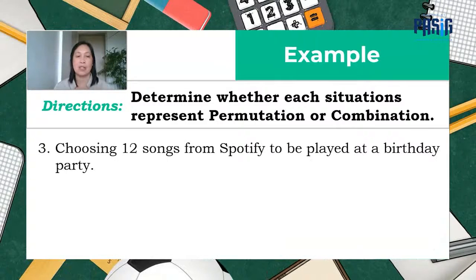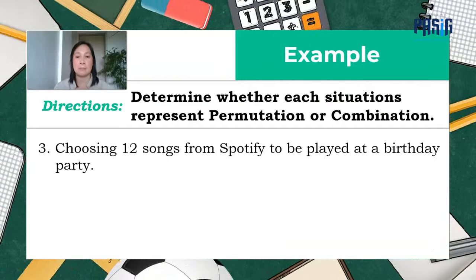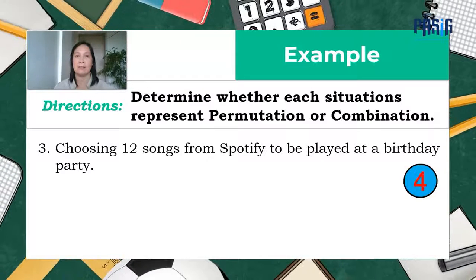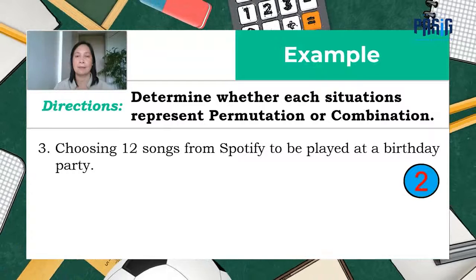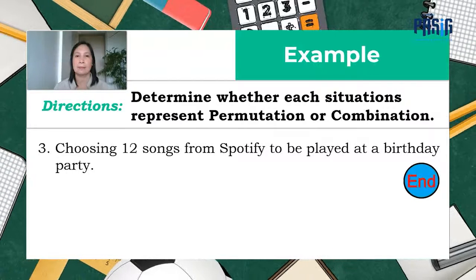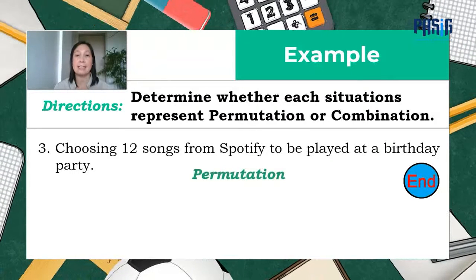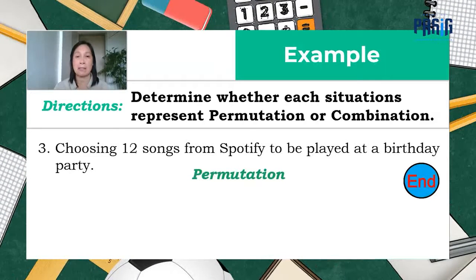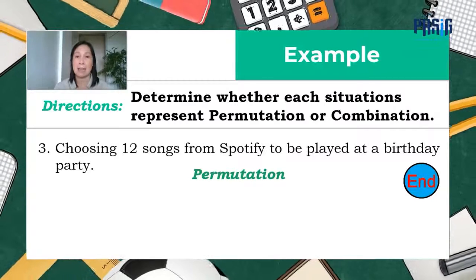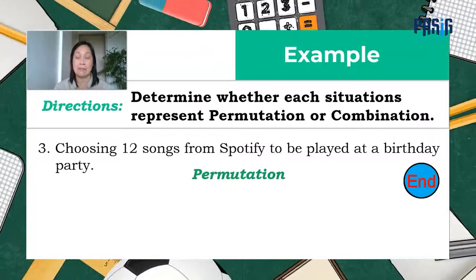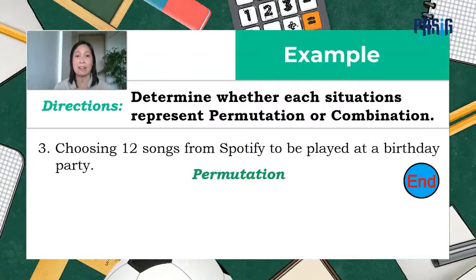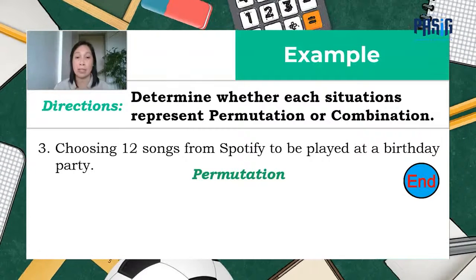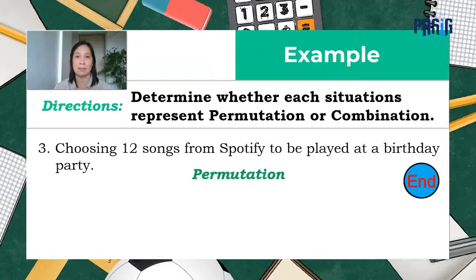Number 3. Choosing 12 songs from Spotify to be played at a birthday party. Five seconds. Very good. It is permutation. After choosing the 12 songs from Spotify, they will be lined up for playing at the birthday party. The different lineups are the different arrangements of songs. So here, the arrangement of songs is important, so it is permutation.